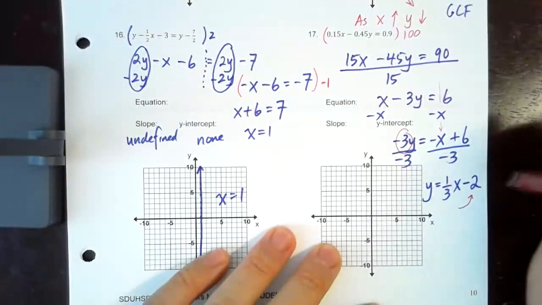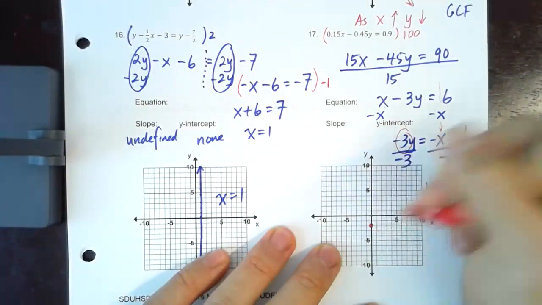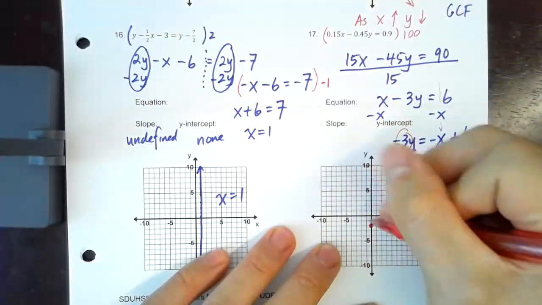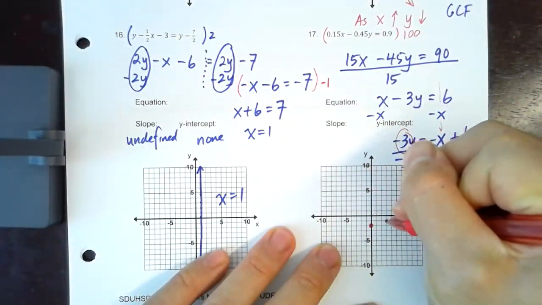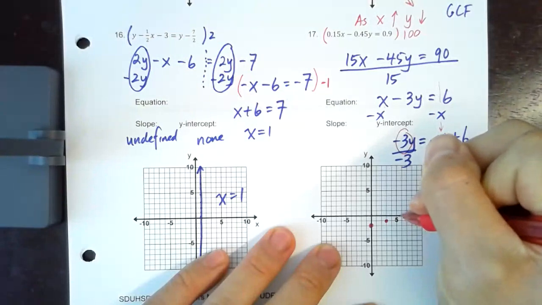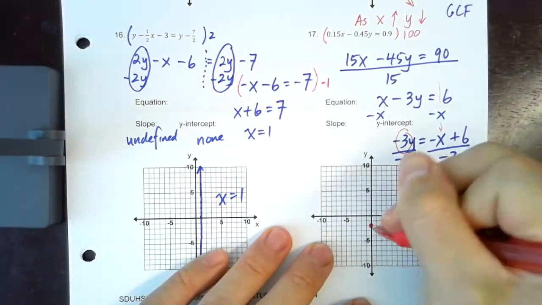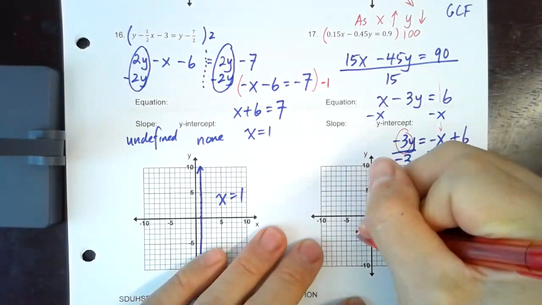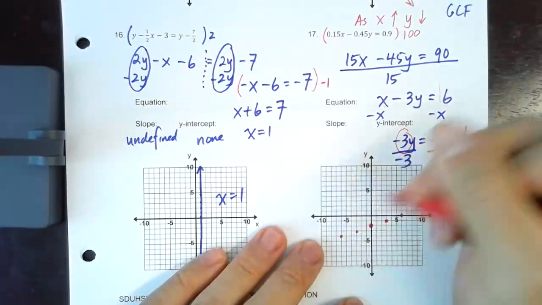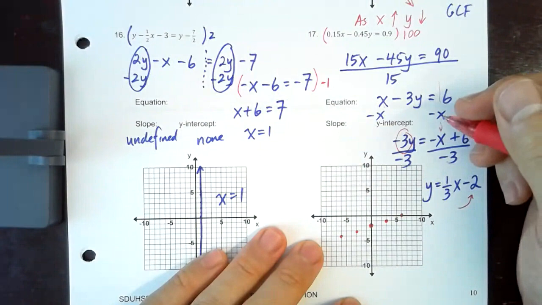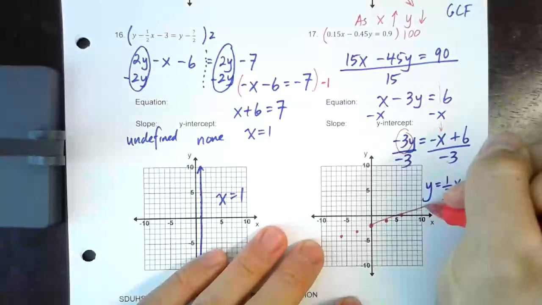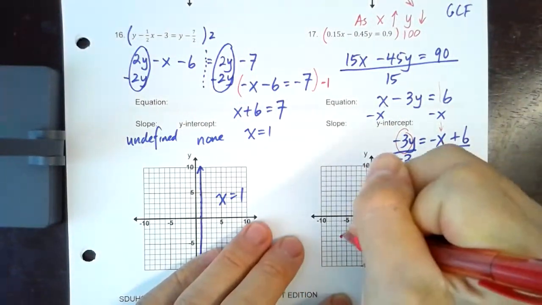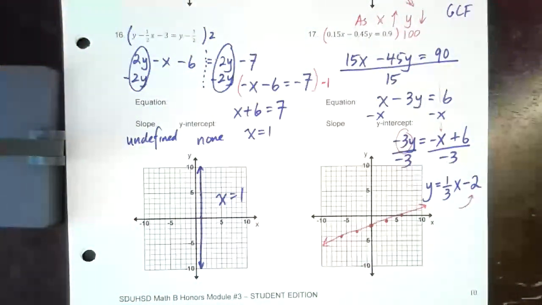So start at negative 2. And then rise 1 and a run of 3. Rise 1 with a run of 3. Give me a reverse 1. Down 1, left 3. Maybe another one. Down 1, left 3. You can see that this slope is flat, but it is still positive.